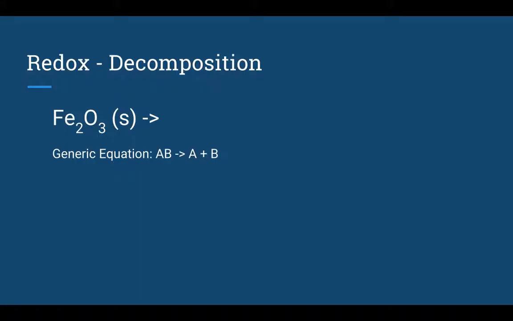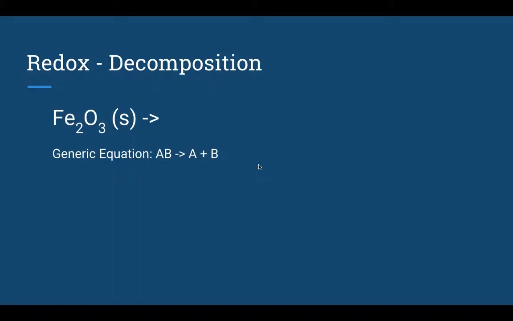I could have three. I could have five. With a decomposition, we usually write it as just one thing breaking up into two. But I could also have written this as ABC goes to A plus B plus C, right? So it could have many products.